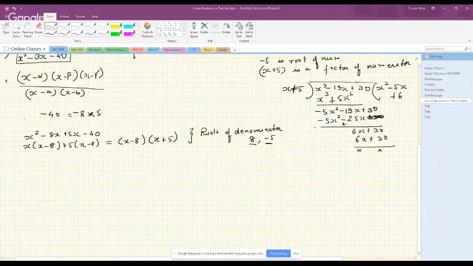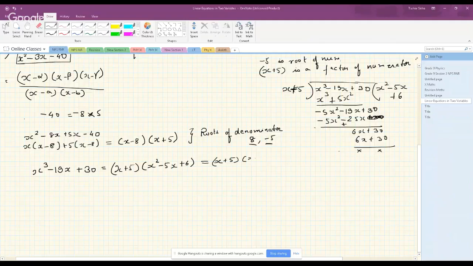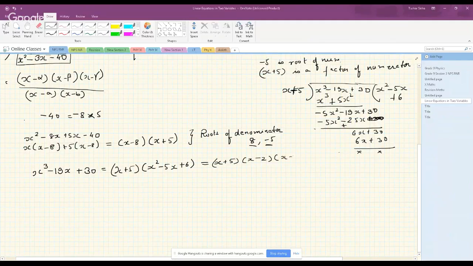So hence now I can say that x cube minus 19x plus 30 is equal to x plus 5 times x square minus 5x plus 6. Now you can split the middle term and you'll see this is nothing but x plus 5 and this is x minus 2 and x minus 3.